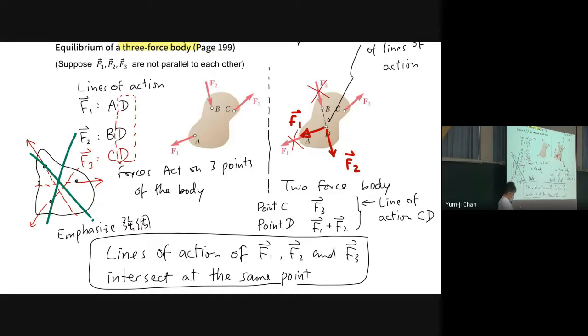That means all three lines of action will go through the same point. So you may ask whether these three lines of action will form a triangle in the middle. No, this will not happen. They will intersect at the same point. Okay.